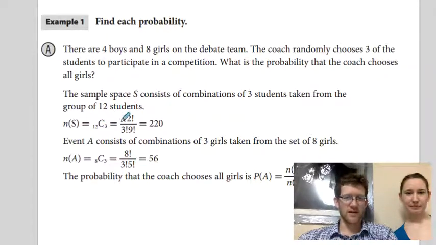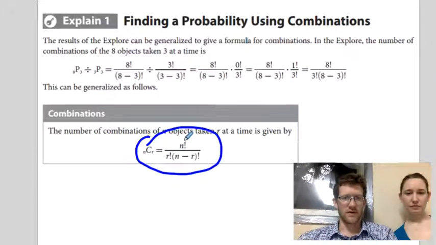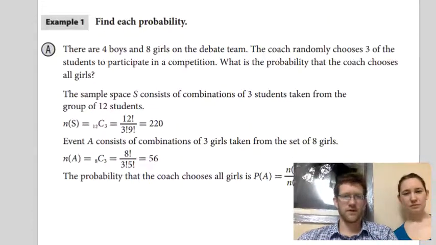So that gives us 12 factorial over 9 factorial and 3 factorial, right? We're just following this here. 12 factorial over, what's 12 minus 3? It's 9. 9 factorial and 3 factorial. Which, when you plug into a calculator, it spits out 220.